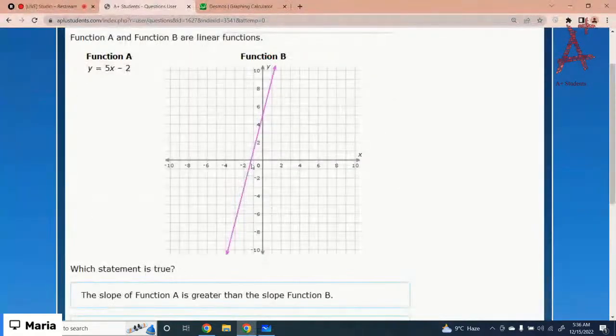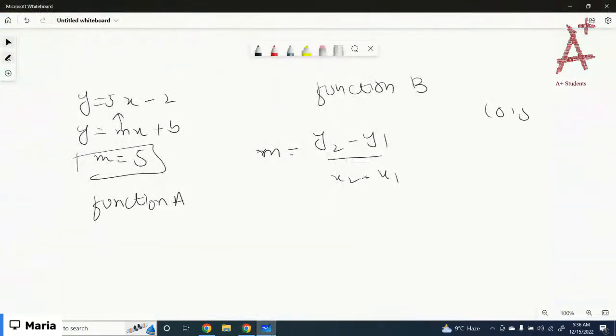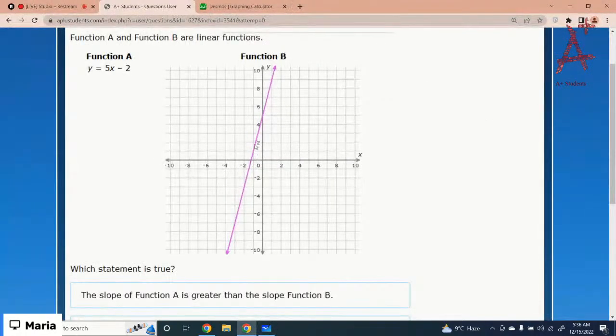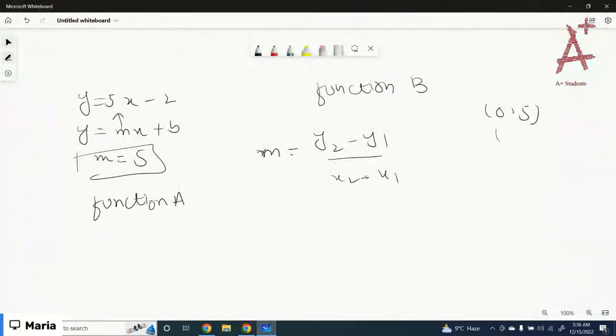So the 2 points I am using on the graph are 0 and 5. X is 0, y is 5, so it would be 0 and 5. And the other one I am using is when x is -1, y is 1. Got it? -1 and 1. So this is x1, y1. This is x2, y2. So it would be y2 minus y1, 1 minus 5, over x2 minus x1, -1 minus 0.